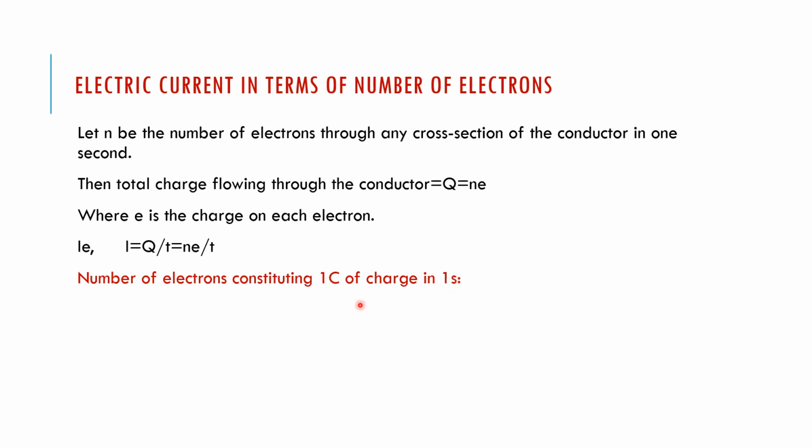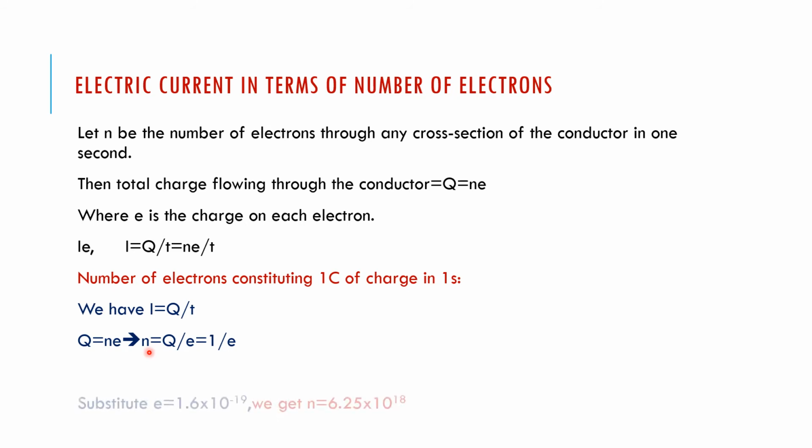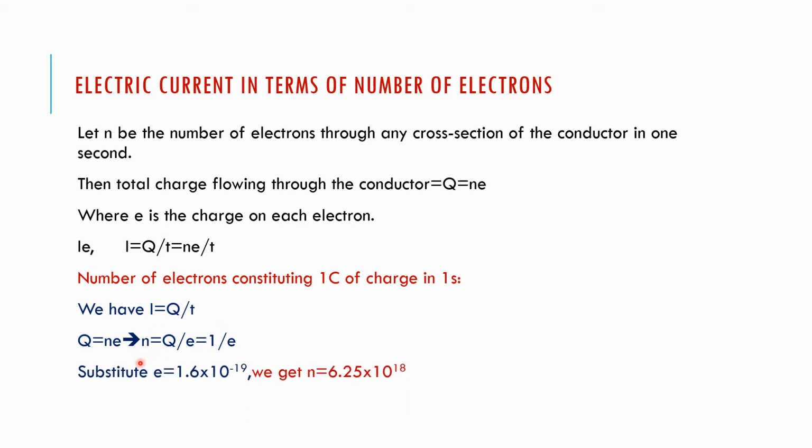For that purpose, we use the same equation, I is equal to Q by T, that is, I is equal to n into E by T. From this we write n is equal to Q by E. Here we substitute the charge: if Q is 1 coulomb, n is equal to 1 divided by E.